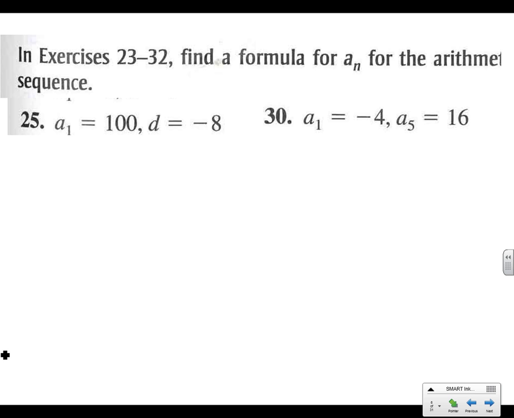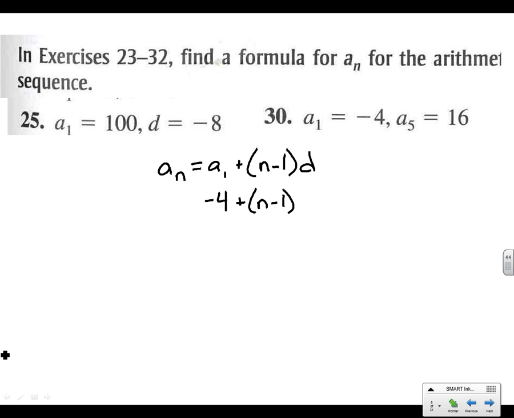All right, 30. Find a formula A sub n for this. We know A1 and we know A5. All right, our formula for A sub n that we learned is A sub 1 plus n minus 1 d. So we need to know a few things here. Well, we know A sub 1 is -4, so we can put that in. Plus, n's going to still be a variable, minus 1. We need to know d. We don't know d, so let's figure this out.